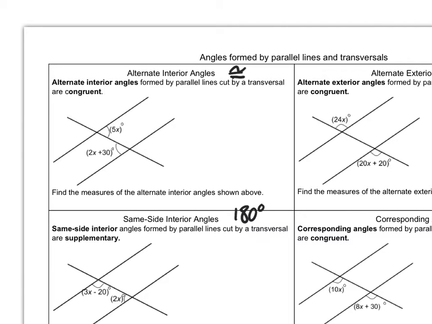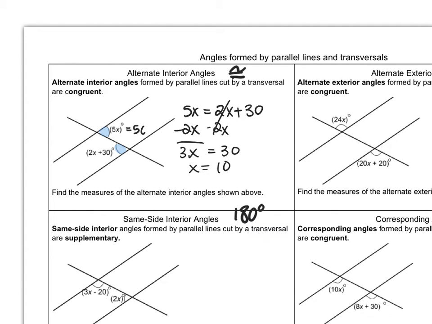So here I have a pair of alternate interior angles. They're alternate because they're on opposite sides of my transversal, and they're interior because they're inside the tunnel. They're in between my parallel lines. And because they're alternate interior angles formed by parallel lines, they're congruent and their measures are equal. So we can write that 5x equals 2x plus 30. Solving that equation, we find that x equals 10. So what are the measures of the angles? Well, 5 times 10 is 50, and 2 times 10 plus 30 is 50. So these are both 50-degree angles.